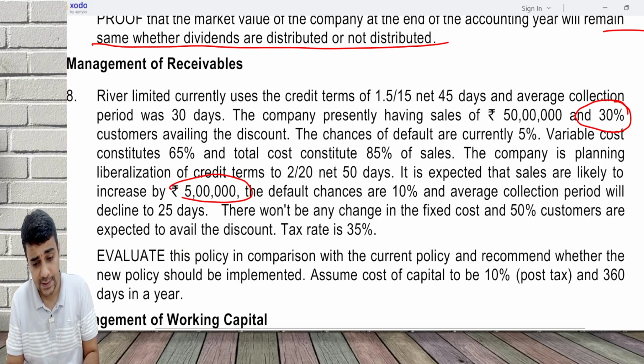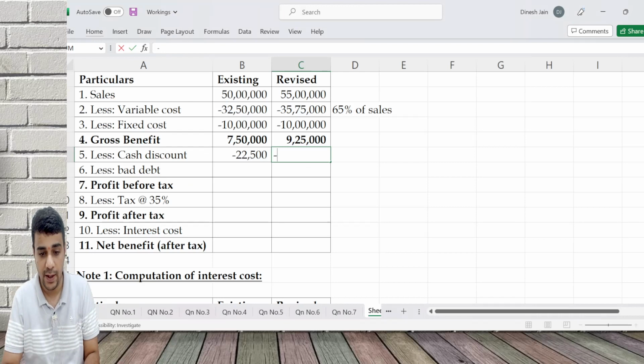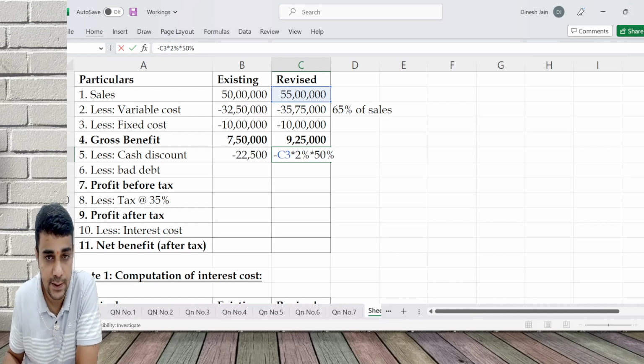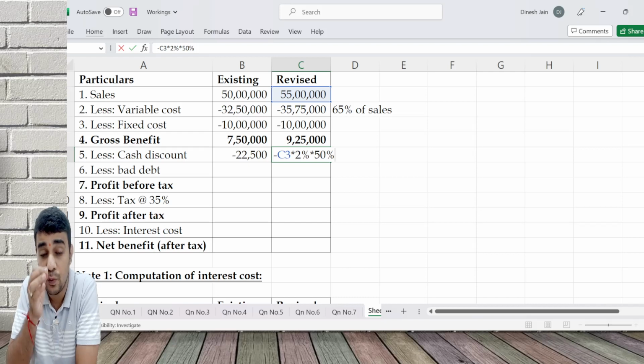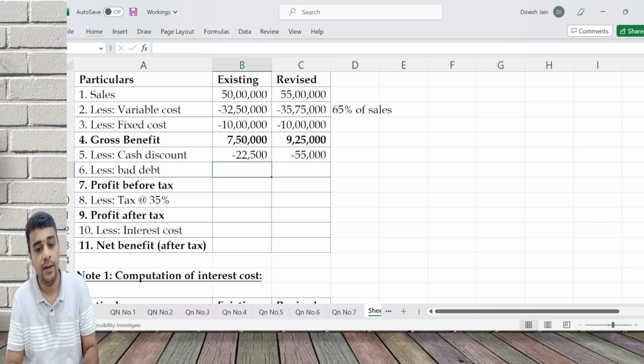In the revised situation, it is 2/20, which is 2% discount, and in this case 50% of customers will take the discount. So in the revised situation, sales into 2% into 50%. Earlier situation, sales into 1.5% into 30%.